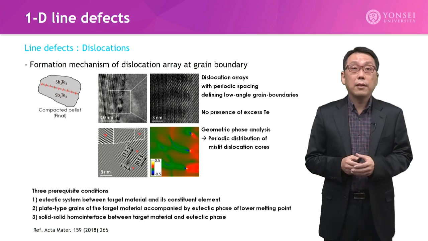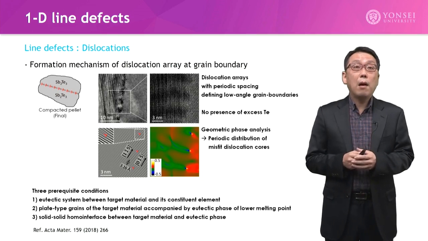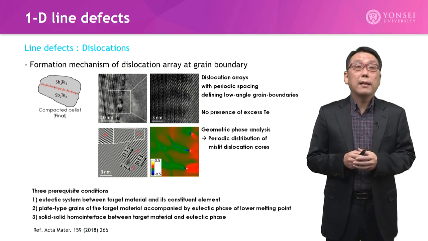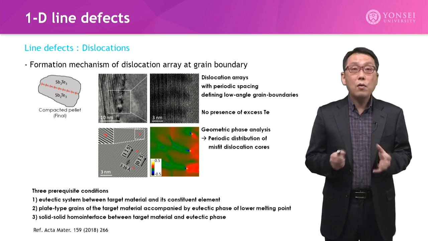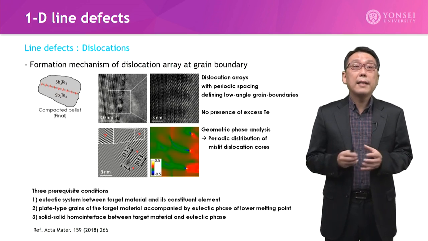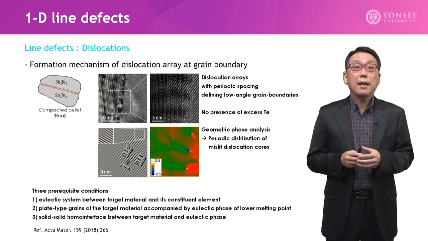So in this lecture, we talked about the one-dimensional line defect, the dislocation, and also discussed how we can generate this one-dimensional defect structure by material and processing engineering.